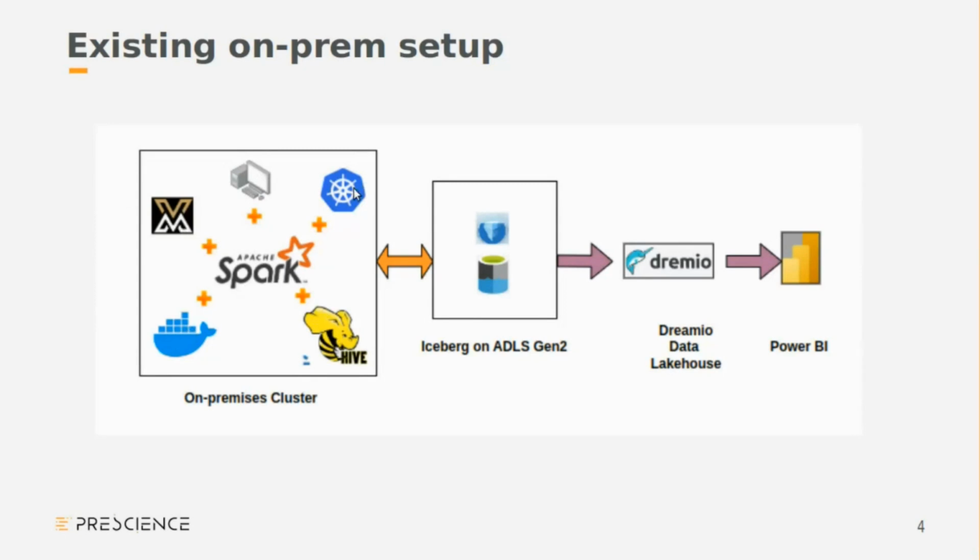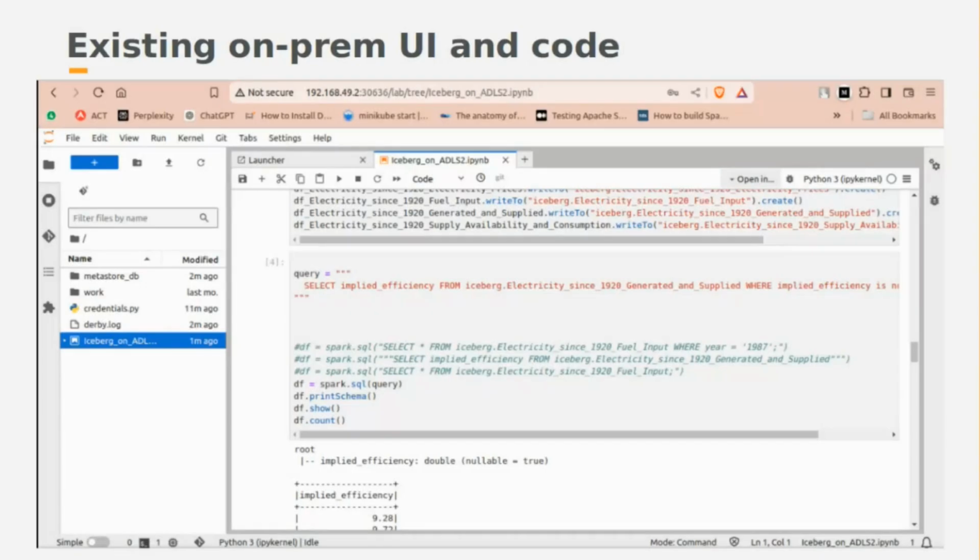You could have a Hadoop Hive. You could do it on a virtual machine. You could do it on Kubernetes, any or all. So your pipeline is basically running here. Your compute is on your premises, and then it communicates with ADLS Gen 2 and Dremio and Power BI. So this is the existing, say, on-prem UI and code.